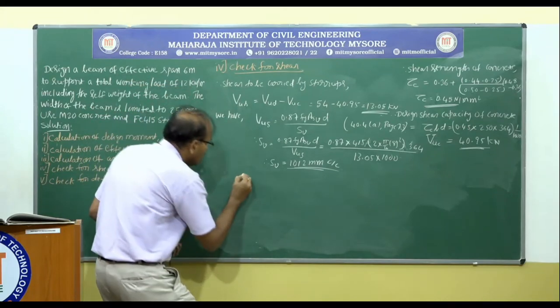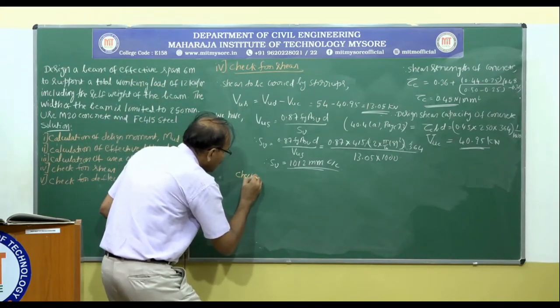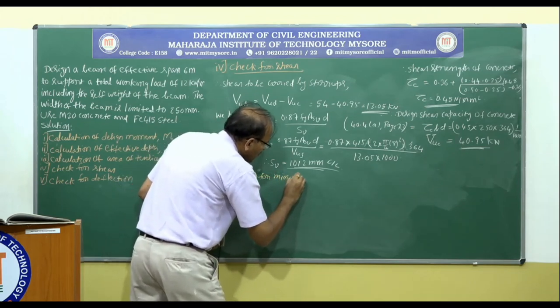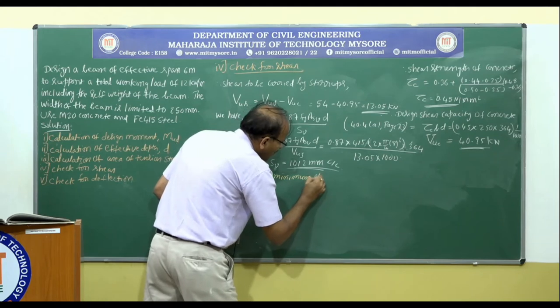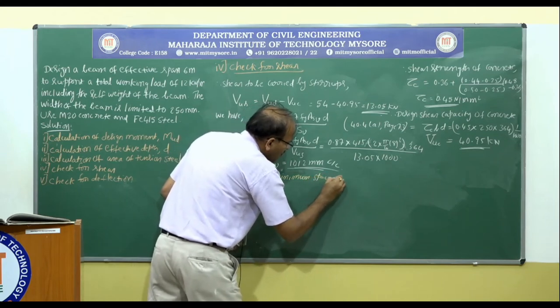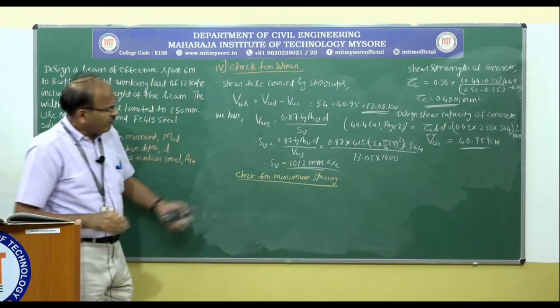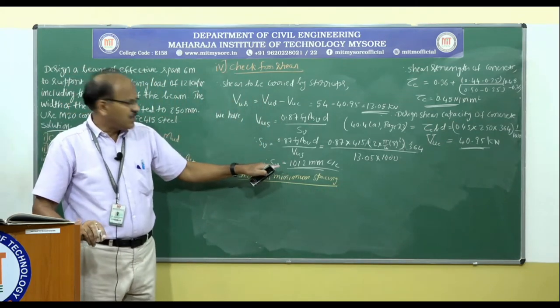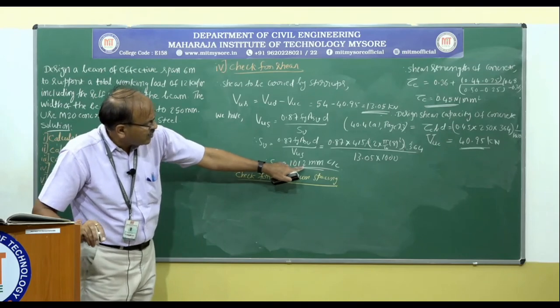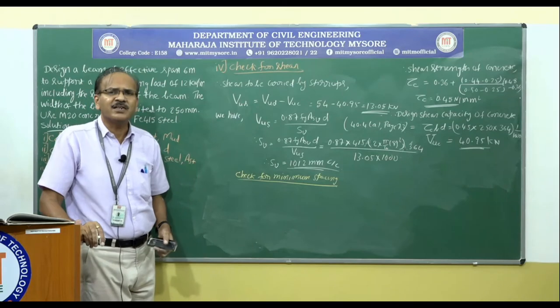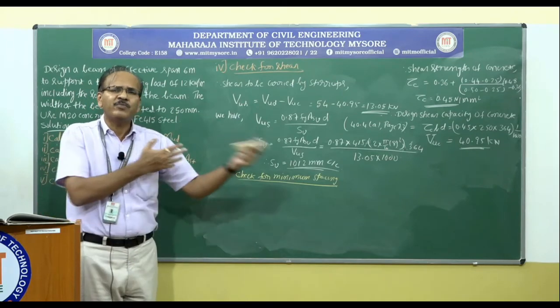Check for minimum spacing. So here what we do is, so we got this value. Just because it says 1012 millimeter center to center or 1.012 meter center to center, it does not mean that we have to go ahead and provide that.